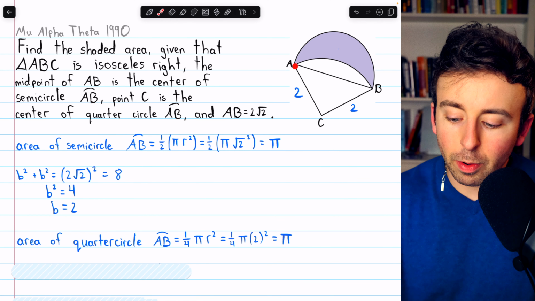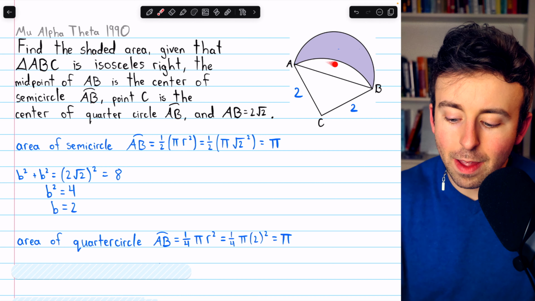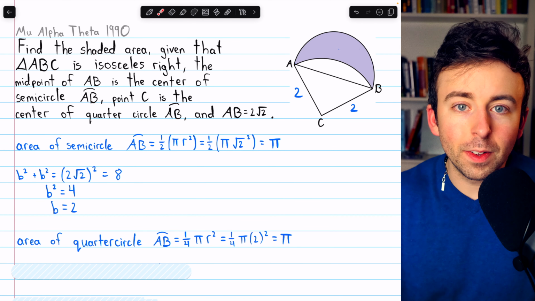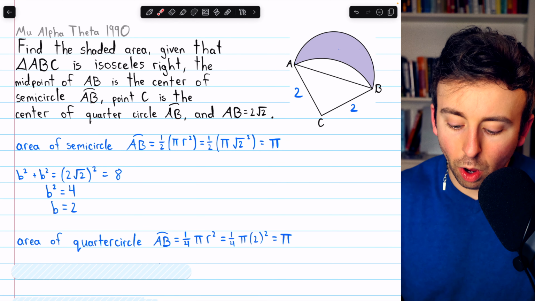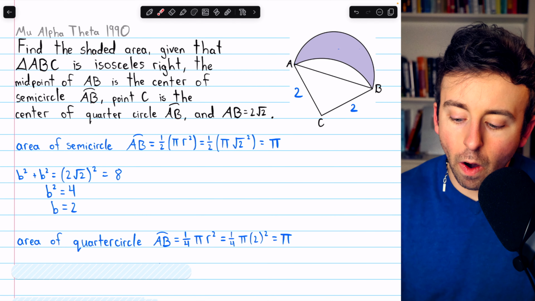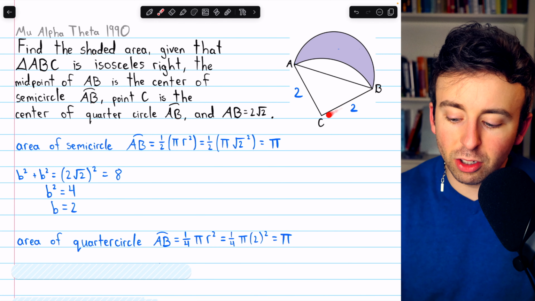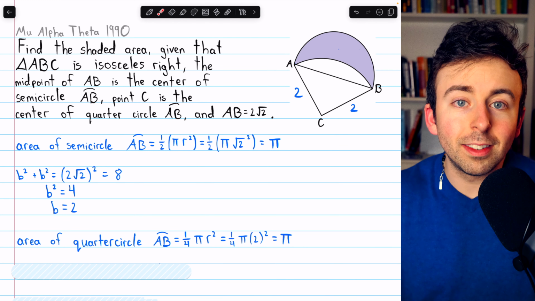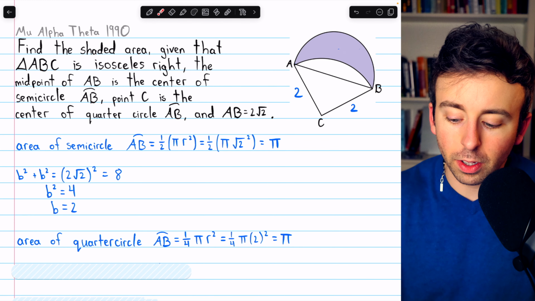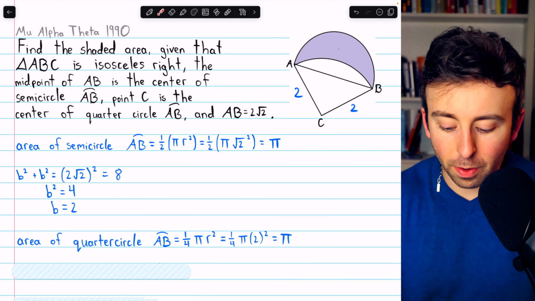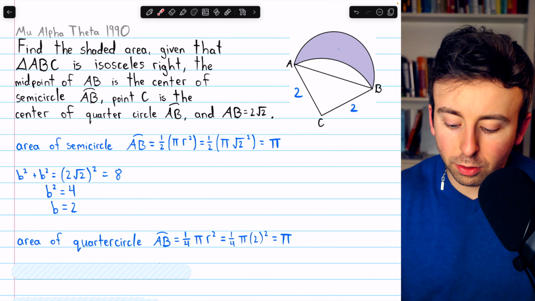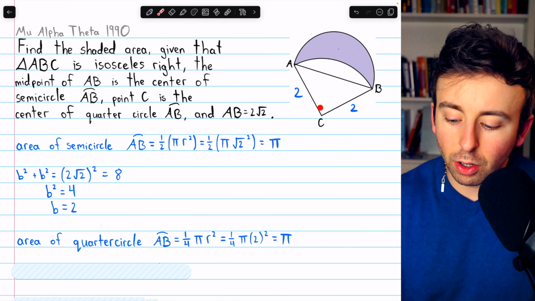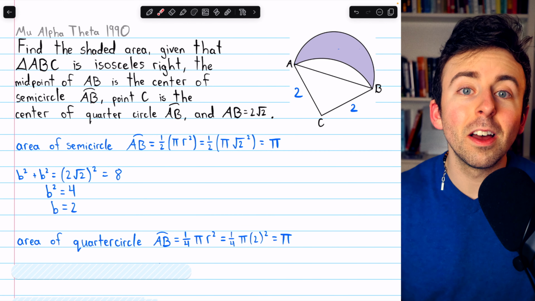So then what is the area of the quarter circle AB? Well, that would just be 1/4 of the area of the whole circle. So 1/4 pi r squared. R, as we just figured out, is 2, because a leg of this isosceles right triangle is a radius of the quarter circle, since C is the center. So it's 1/4 pi r squared, where r is 2. The 1/4 and the 2 squared cancel out. The area of the quarter circle is also just pi.